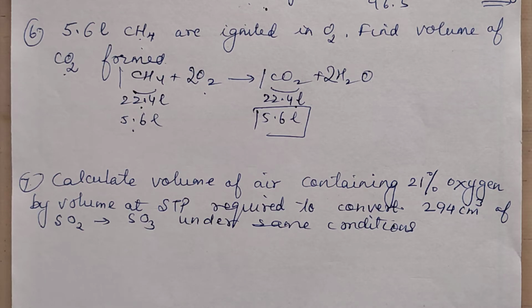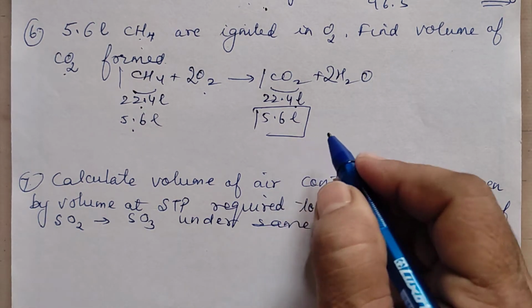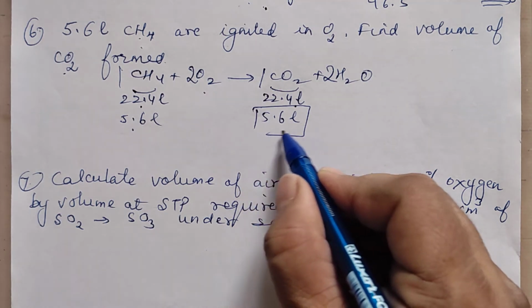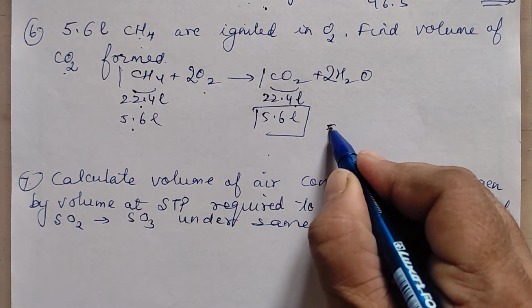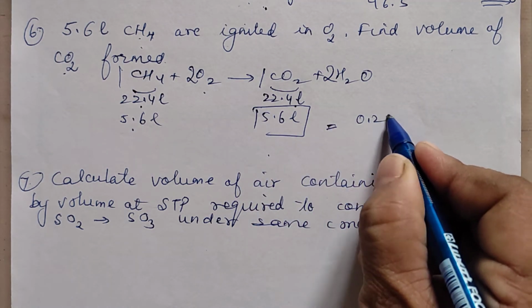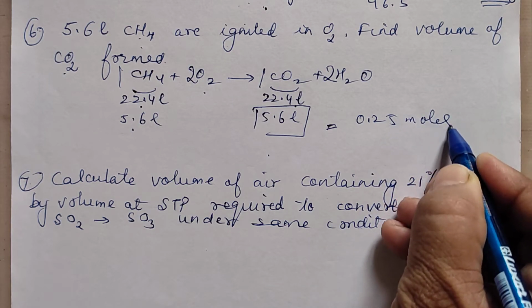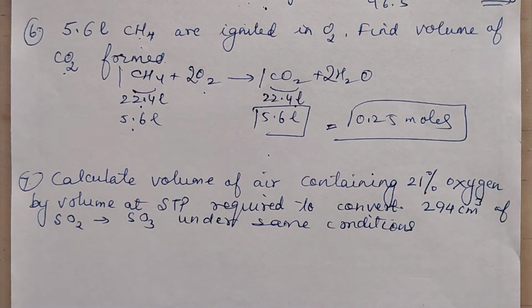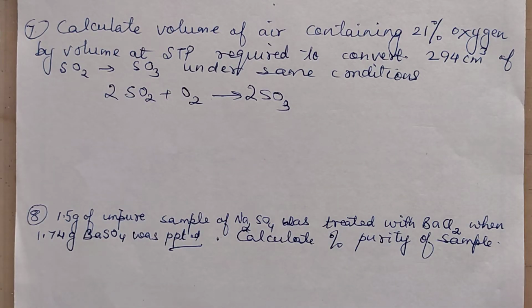If they are asking you in terms of the moles, then you will say 5.6 divided by 22.4, that is 0.25 moles. Then it would have been moles if they ask moles. But this was a volume type of question. Got it? Moving on to the next question.